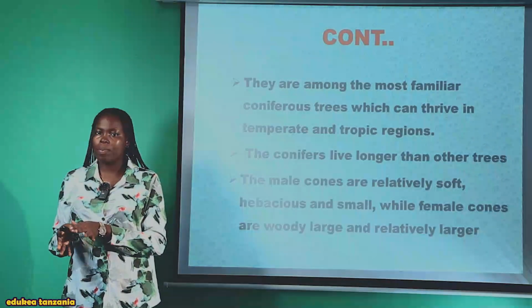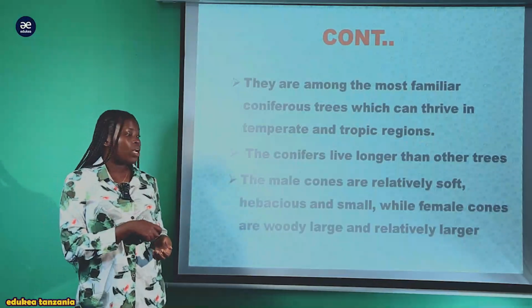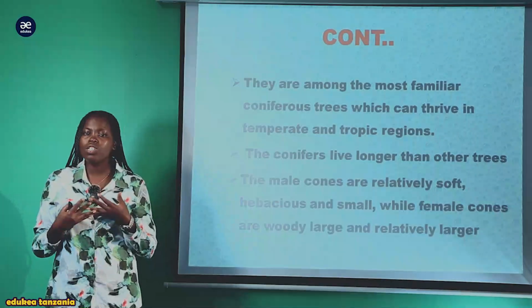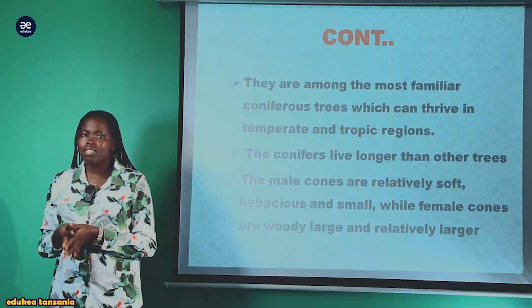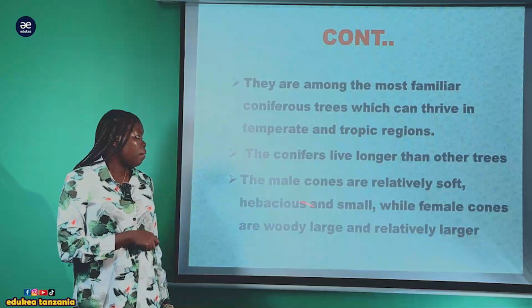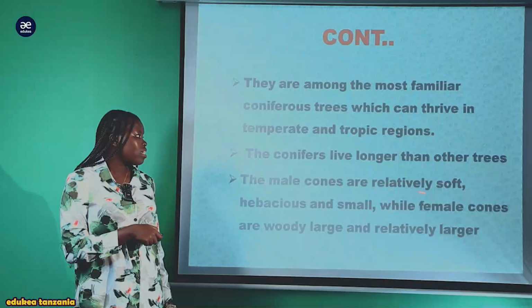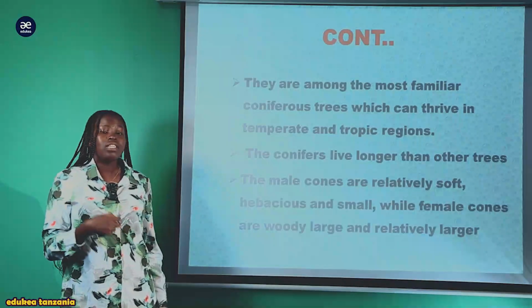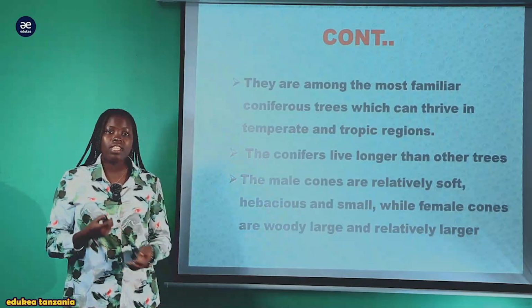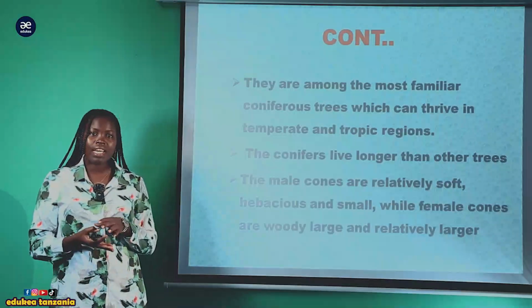The conifers live longer than others. Wanaweza kuishi kwa muda mrefu than other tree species. Also, the male cones are relatively soft, herbaceous and small, while female cones are woody, large and relatively larger. This means the male cone has tracheids only, while the female cone, being woody, has vessel elements, that's why it's very hard. Lakini huyu hapa male ana soft wood meaning that ana lack ile vessel element, ambapo vessel element katika xylem ndio inasaidia sana katika formation of the hardwood.